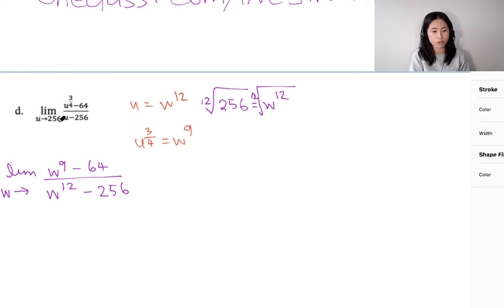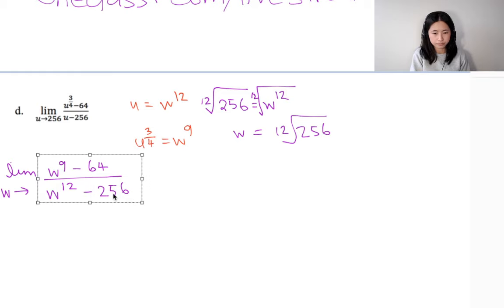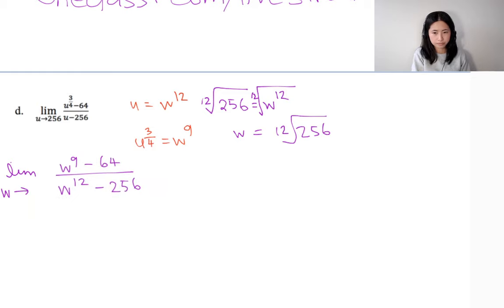Because you're substituting, you still need to remember that if you're changing u into w, then your u approaching 256 should be w approaching the 12th root of 256. Okay, there we go. So if you have w raised to the power of 9, for example, and you have w raised to the power of 12, right?